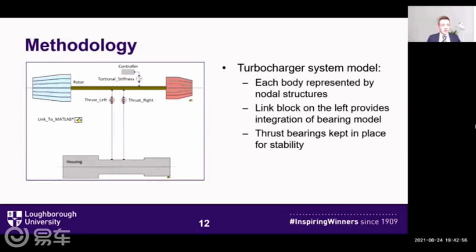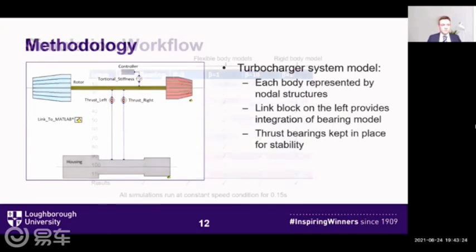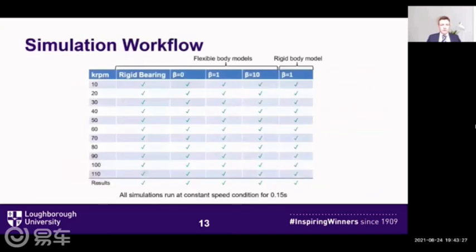Here we can see the turbocharger system model, with each body represented as a block in this schematic diagram on the left. These, in fact, were represented by nodal structures, and the link to MATLAB, which can be seen on the left of the diagram, was attached to specific nodes on the rotor and housing, where the data would be gathered and the forces calculated. Thrust bearings were also placed in the model to allow stability in the axial direction, as this was purely a radial study.